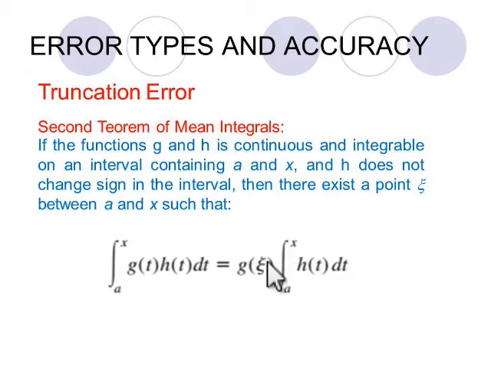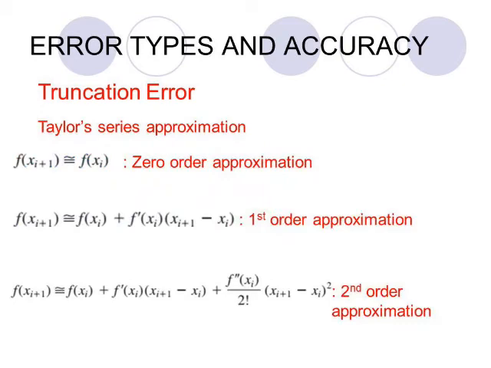Again, the value has to be somewhere between a and x. This is what the theorem tells us. And by using these two theorems, we obtain the remainder.